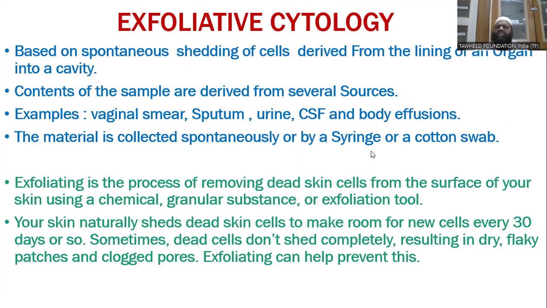Recently we discussed exfoliative cytology. What is exfoliative cytology? It is based on spontaneous shedding of cells derived from the lining of an organ into a cavity. The contents of the small sample are derived from several sources. So here the definition is there. If you see here, exfoliating is the process of removing dead skin cells from the surface of your skin using a chemical, a granular substance, or an exfoliation tool. Your skin naturally sheds dead skin cells to make room for new cells every 30 days or so.